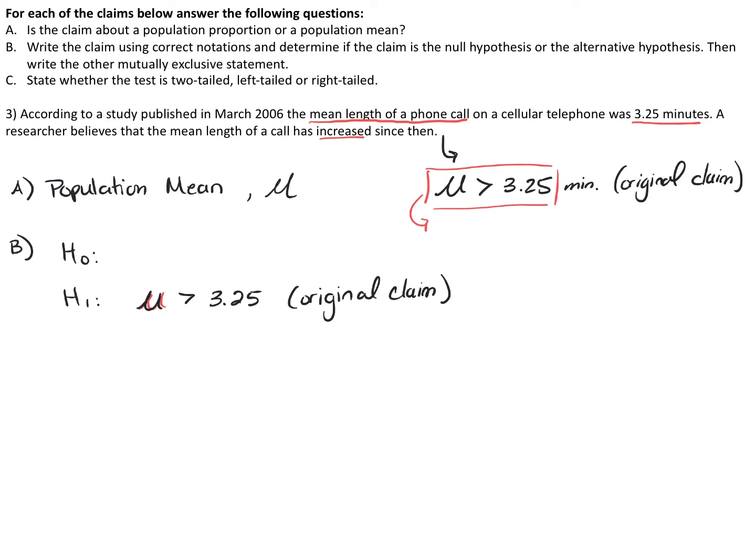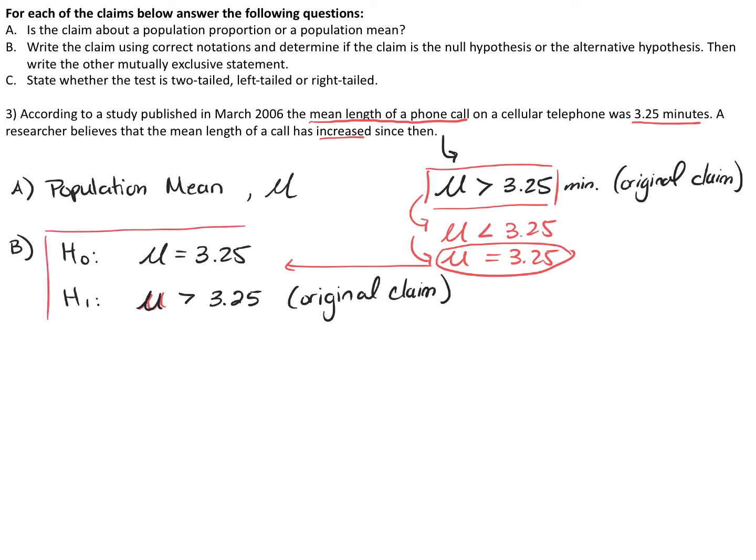So if mu is not greater than 3.25 minutes, then that means that it could be less than 3.25 minutes, or the mean can actually equal 3.25 minutes. So we always take the statement that contains the equal sign, and that becomes the null hypothesis. So the null hypothesis is that the mean value is 3.25 minutes. So once again, we have just written the null and alternative hypotheses using the correct symbols and the correct notations.